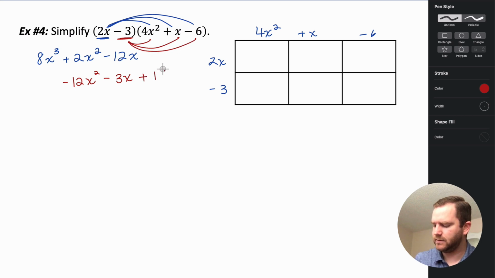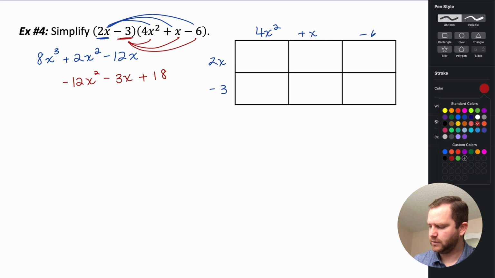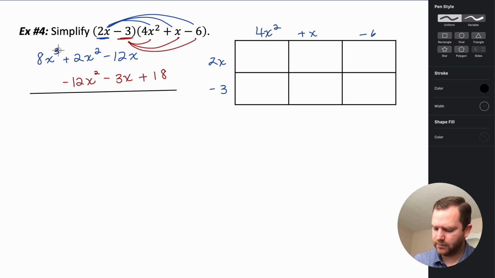A negative times a negative is positive. And then we can just add these. So adding straight down, 8x cubed. It has no like terms, so it's going to just stay 8x cubed.